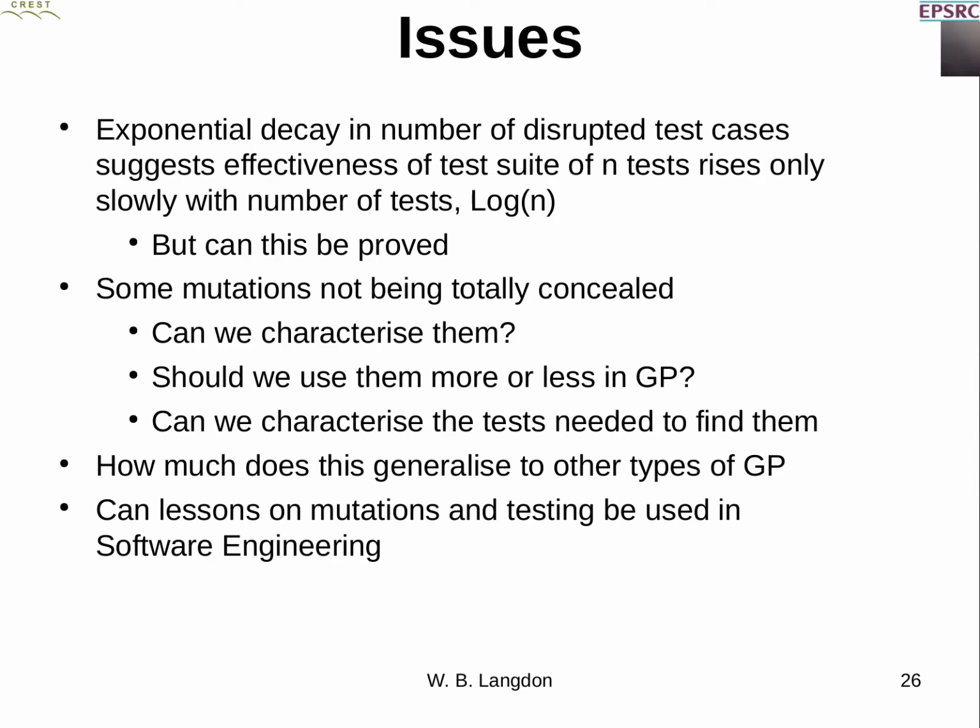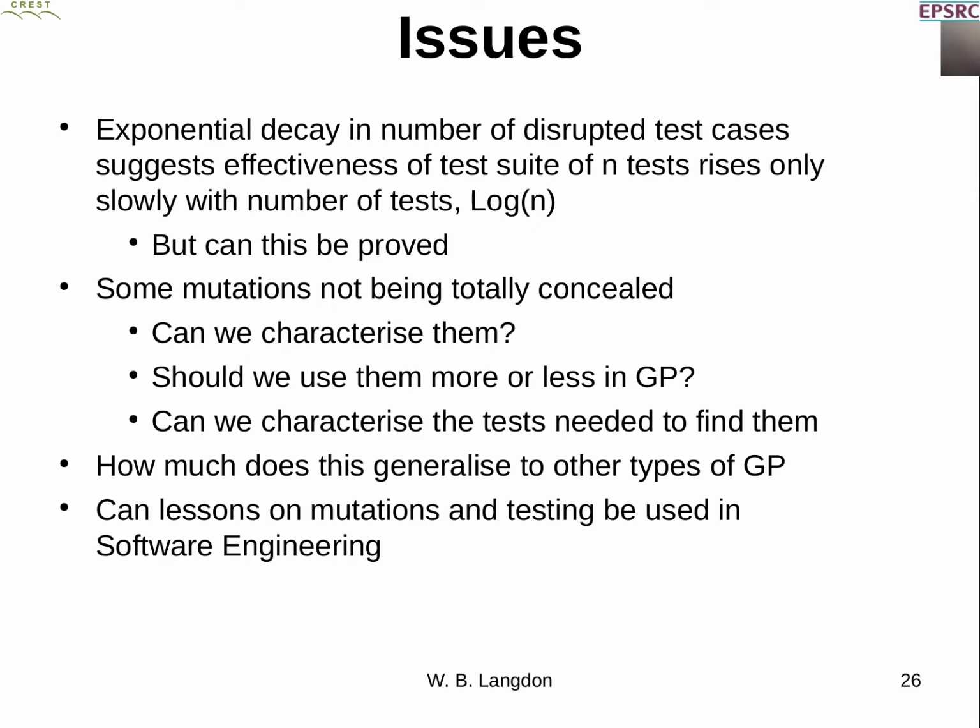What we find is that some mutations are not being totally concealed. Is there some way we can characterize those? Certainly some that we can say that they're shallow, they're near the root node, and that's why they're not concealed, but there may be other cases as well. Similarly, can we characterize the test cases? Some tests seem to be much more able to find errors than others.